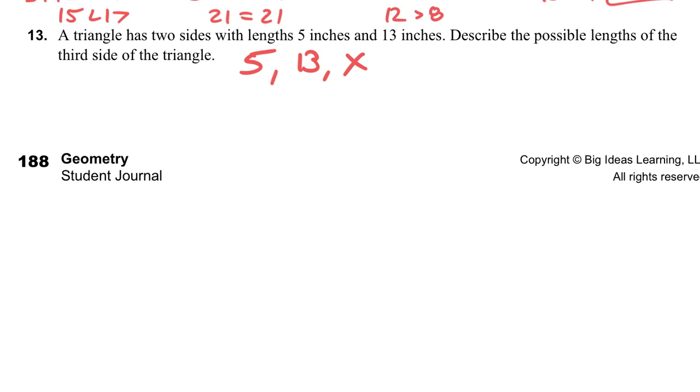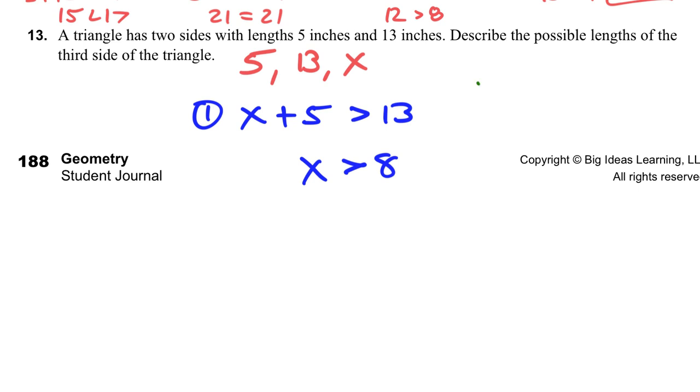Option number 1 here is I can take my side I don't know, which is x, add that to 5, and we know that has to be greater than 13. So when I solve, x is going to have to be greater than 8. Okay, x has to be greater than 8 no matter what. Remember, it wasn't just the two smallest sides, but any two sides have to add to be greater than the third side. So x has to be greater than 8.